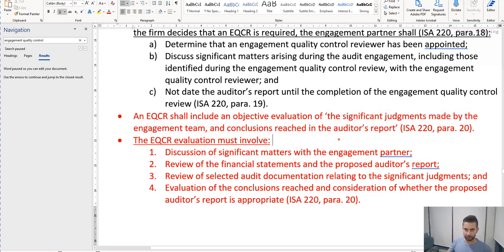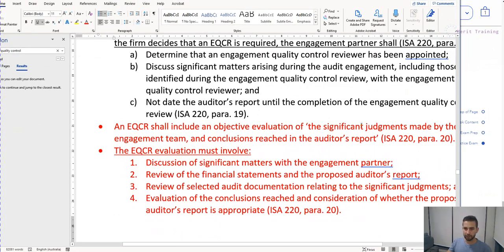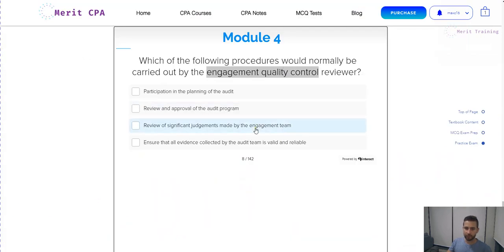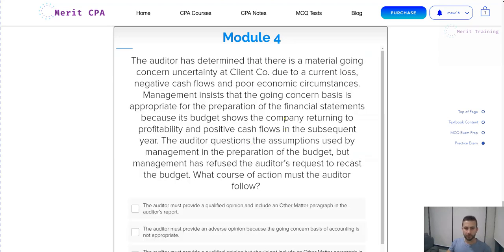So let's see if that's reflected in the possible answers over here. A, participation. B, review and approval of the audit program. C, review of significant judgments made by the engagement team. So that is the exact wording over here, the significant judgments made by the engagement team and the conclusions in the auditor's report. So, I mean, there isn't a better answer out of the other ones, so let's just go ahead and select that one, and that's the correct answer. Cool. All right, next question.